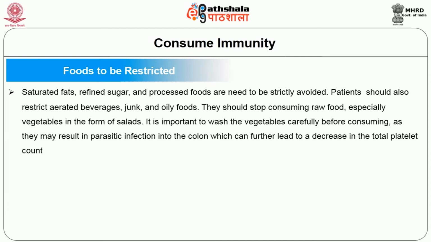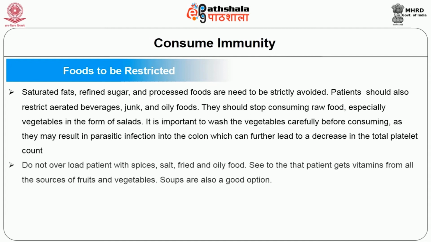They should also stop consuming raw foods, especially vegetables in the form of salads. It is important to wash all the vegetables carefully before consuming, as they may result in parasitic infection in the colon, which can further lead to a decrease in the total platelet count. Do not overload patients with spices, salt, fried and oily foods. See to it that the patient gets vitamins from all sources of fruits and vegetables.